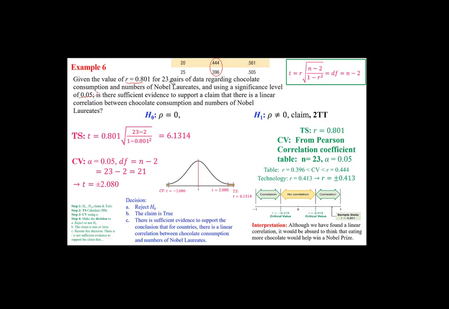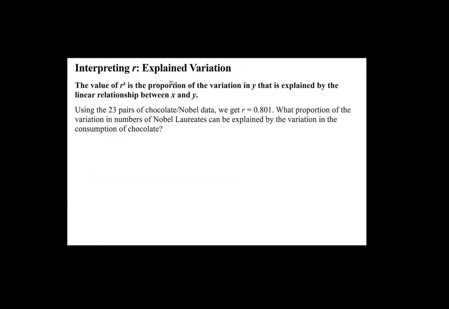Okay, and so it is the test of hypothesis that is important to understand, what it tells us. Now, as I mentioned, the value of R squared was discussed briefly in one of the pages. So the value of R squared is the proportion of the variation in Y that is explained by the linear relationship between X and Y.